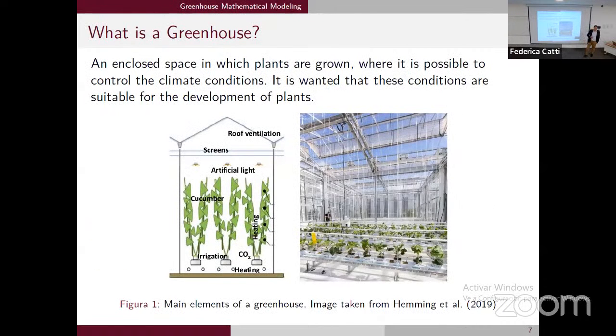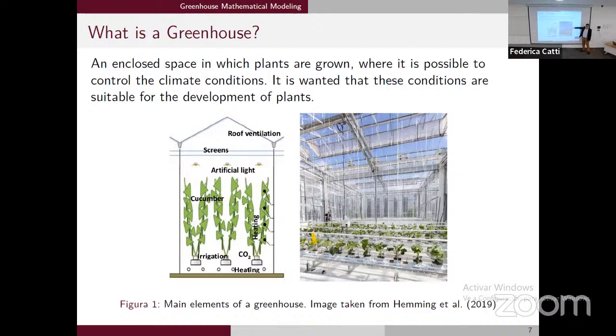Okay, now I'll talk about greenhouses, growing in greenhouses. This is the main application of this work. In a simplified way, a greenhouse is an enclosed space in which plants are grown, where it's possible to control the climate conditions. It is wanted that these conditions are suitable for the development of plants.